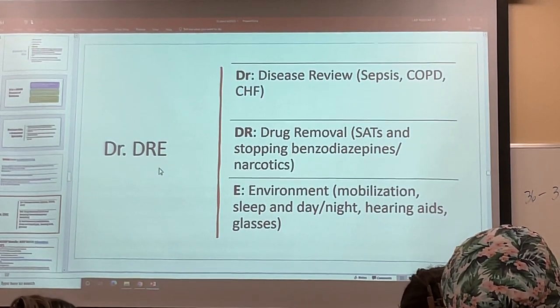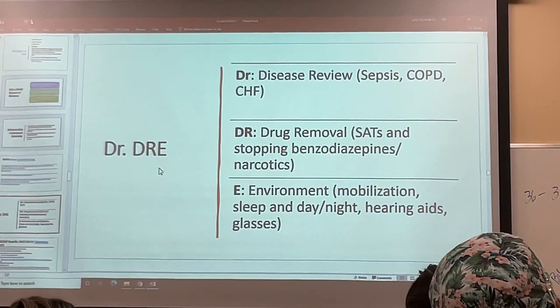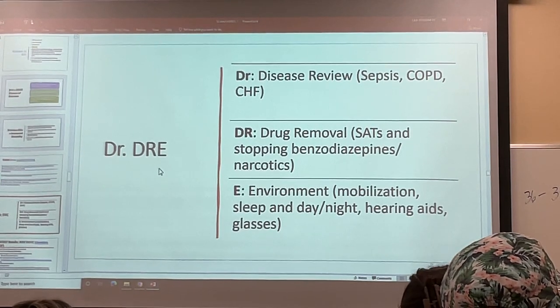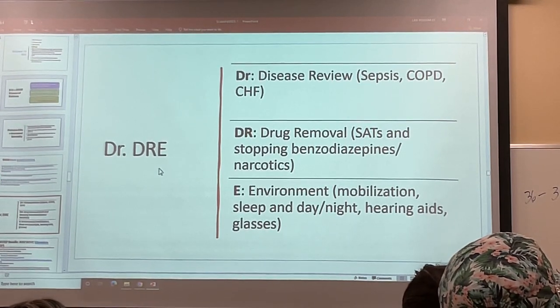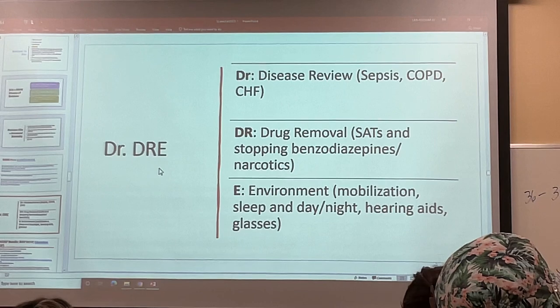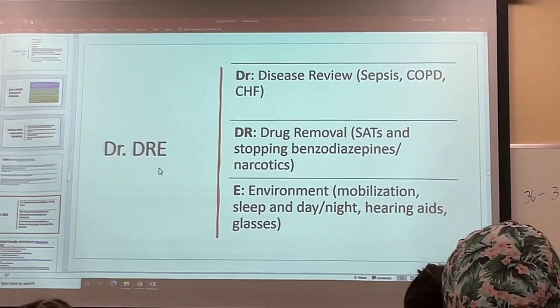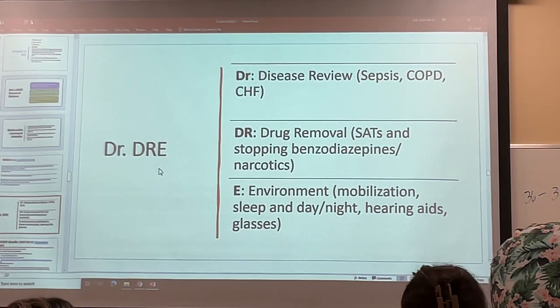So we know that we don't want to give something that's going to make the delirium worse. We don't want to be part of the problem. We want to be part of the solution. So now, E, we look at the environment.